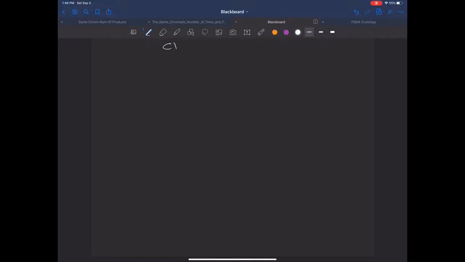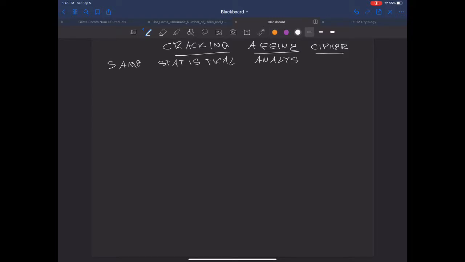All right, with this video, we are going to talk about cracking the affine cipher. We did this with the shift cipher. We're going to see if we can describe how to do this with the affine cipher as well. Just like with the shift cipher, we are going to use the same idea of statistical analysis. But it's going to require a little bit more effort this time.